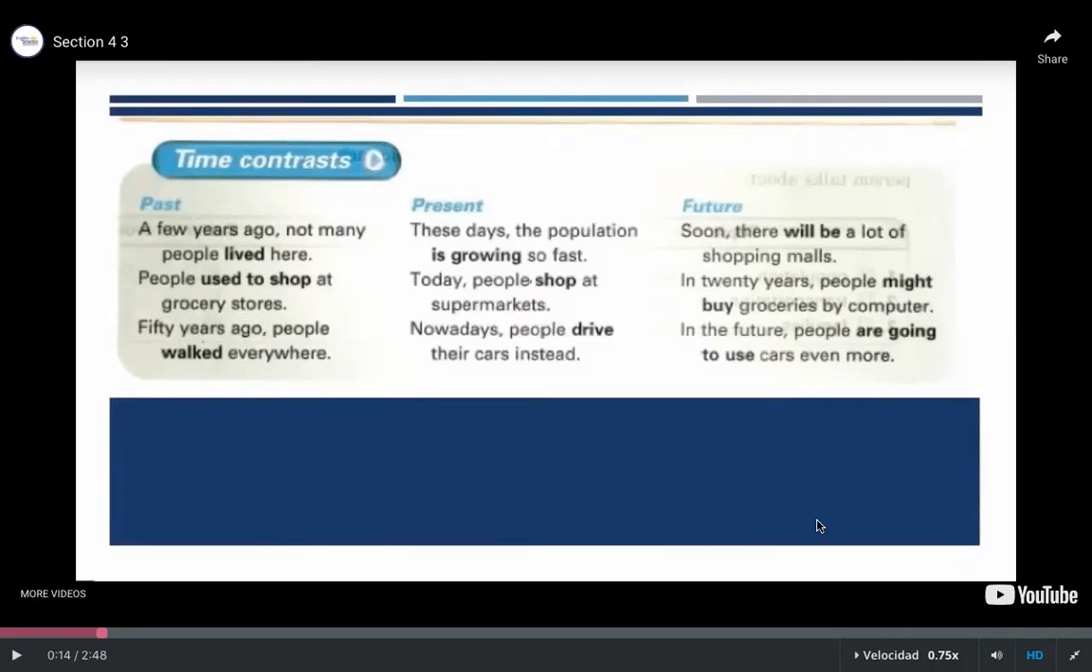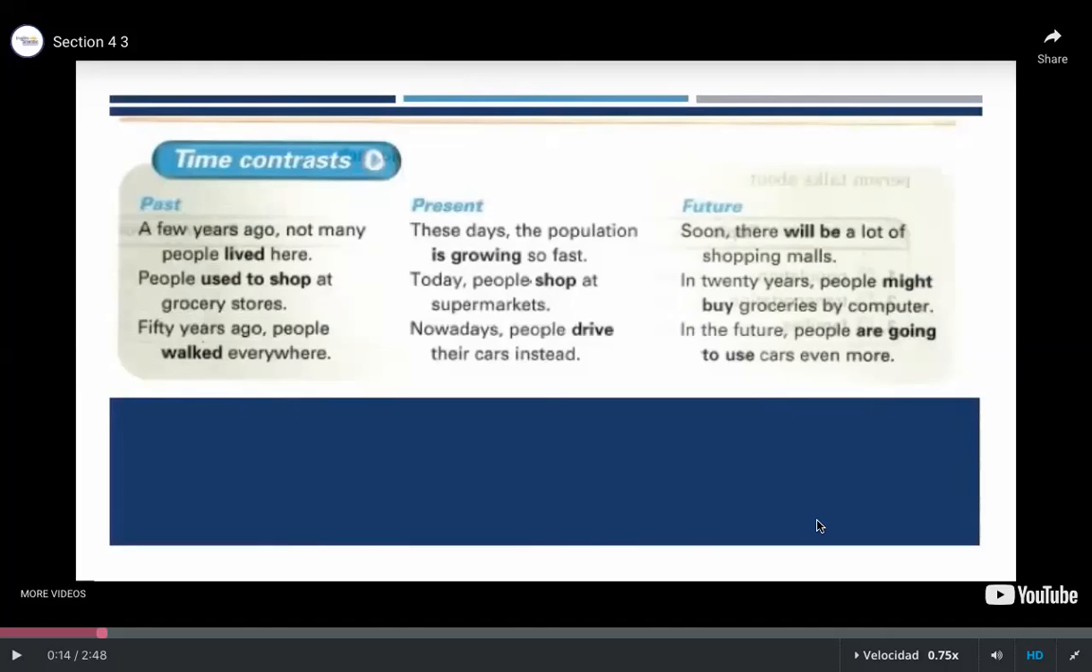So let's see the future. Soon, there will be a lot of shopping malls. This is a possibility. This will be happening in a near future. That is why we are using will be. The other sentence is in 20 years, so it's a really advanced future. People might buy groceries by computer.